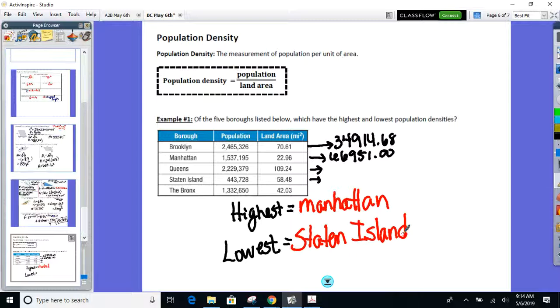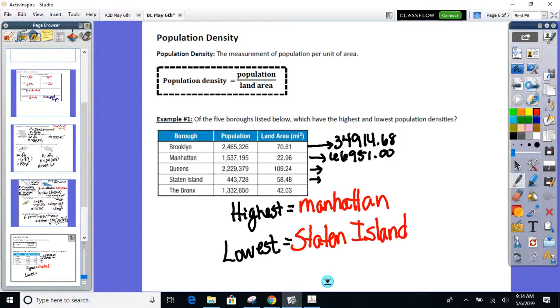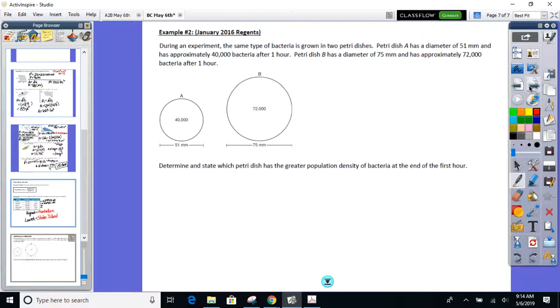Questions? Okay, how do I apply this to actual shapes we're talking about? As I think I put it at the top of your page. Yes, example 2 came from a Regents exam. All right, so this will somehow pop up on the Regents exam in a couple months. Which Petri dish has the greatest population density? All right, so let's take Petri dish A first.